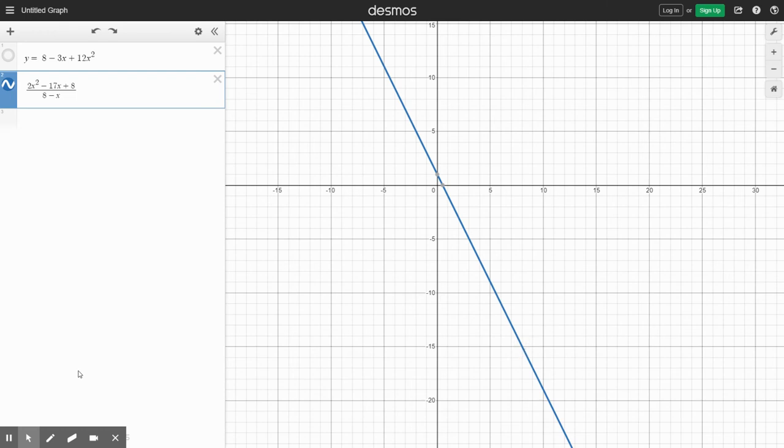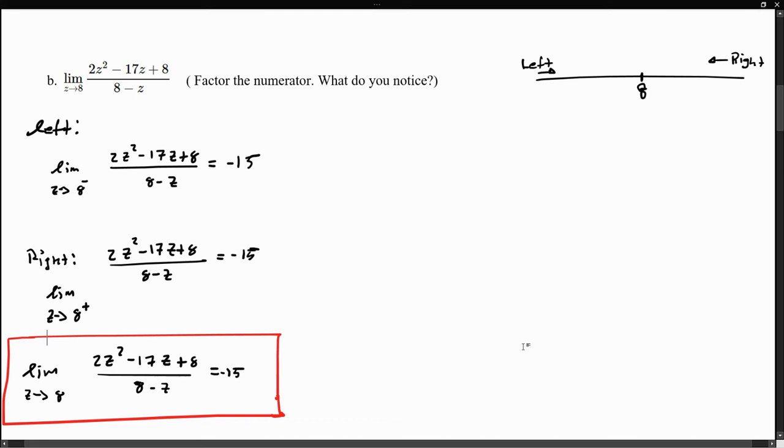If I'm approaching from the left-hand side, notice that as I'm getting closer and closer to x equals 8, because again, here's 8, so 5, 6, 7, 8, I'm looking at this point in our graph. If I'm approaching it from the left-hand side, I'm getting closer and closer to negative 15. And if I'm approaching it from the right-hand side, I'm also getting closer and closer to negative 15 as well. But notice what's happening at the value of 8. It's an undefined value. So what exactly does that tell us?